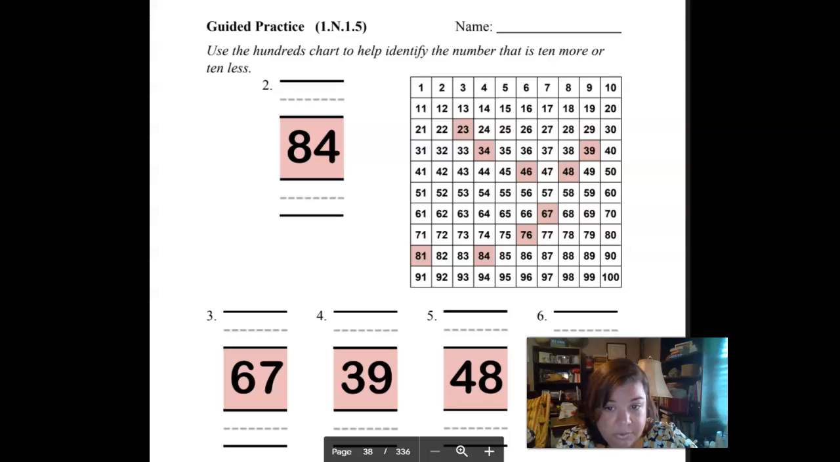You should have the new numbers written down, and here's the hundreds chart for you to use so you can try it on your own. So find those numbers now. Write 10 less and 10 more, just like we have been doing. Pause the video and take the time to do that, and then unpause the video to check your answers, okay? So pause now and work on those.